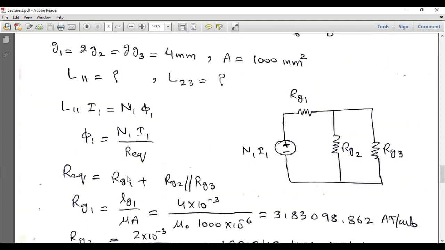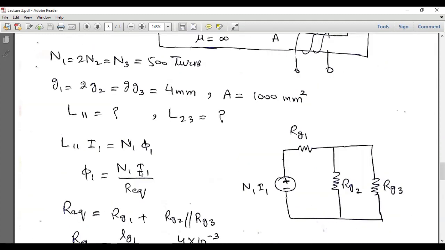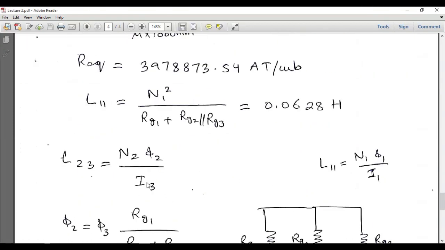Now L11 will be calculated using this expression. Once we have calculated R equivalent, N1 and I1 are given, so phi1 can be calculated, and N1 again is given, I1 is also given, so L11 can be calculated. Alternatively, we can substitute the value of this phi1 in this expression, and here I1 will cancel out with this I1, and we will get N1 squared over R equivalent. So this is written over here, N1 squared over R equivalent. So this is L11.